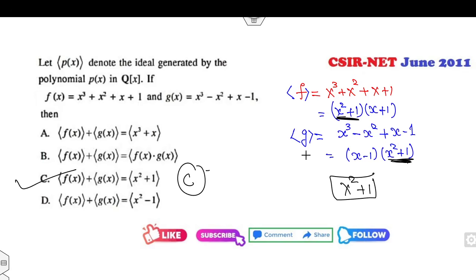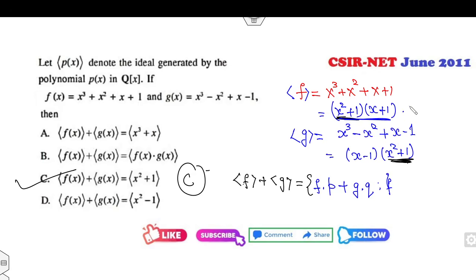Fine. Otherwise, another way is, what is the definition of f plus g? That will be: pick the element of f times some polynomial plus pick the element of g times some polynomial, where f and g are my polynomials. Now these are the elements. If you multiply this element by polynomial p(x), multiply this element by polynomial q(x), and add them, clearly say x square plus 1 will be common. Inside one is again the sum polynomial. So that polynomial, x square plus 1, is the right answer.